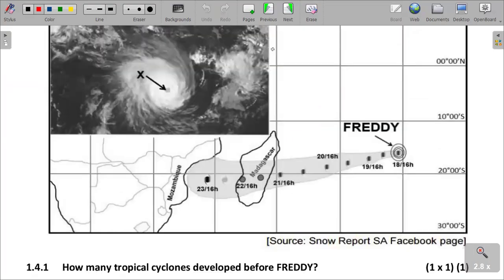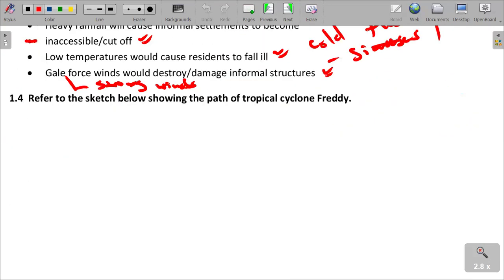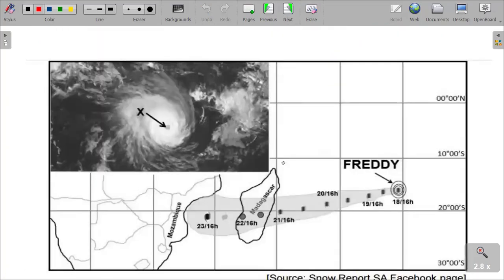We are given the tropical cyclone, which refers to the sketch below showing the path of a tropical cyclone, Freddy. Freddy is the name of the tropical cyclone. So refer to it. As you can see, X is representing the eye of this tropical cyclone.